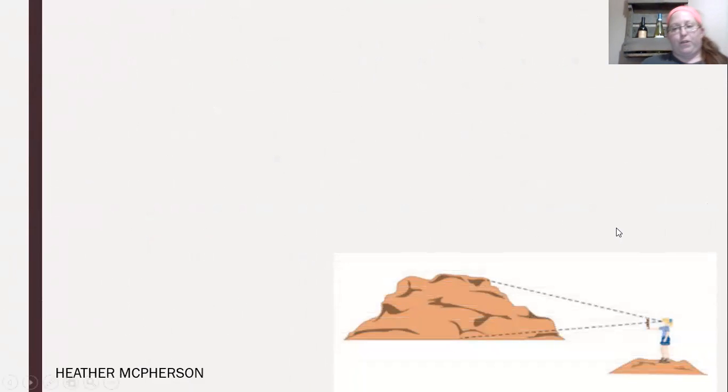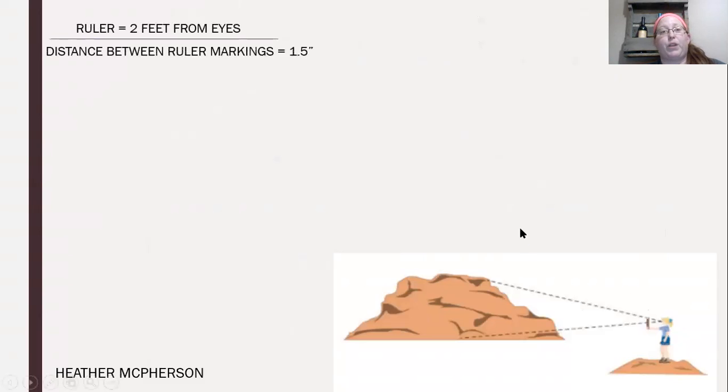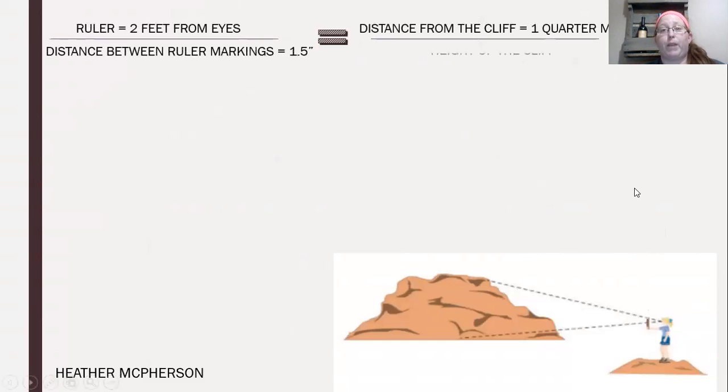So we're going to look at this picture right here. And you have a girl holding a ruler, and she's looking out at a cliff. Well, we want to figure out how high that cliff is. But how do we do that? So you're going to start off with a couple of equations. The first one is going to be the ruler, which we know is 2 feet from her eyes, divided by the distance between the ruler markings, which is 1.5 inches. That equation is going to equal the distance from the cliff, which is 1/4 mile, divided by the height of the cliff. And again, we don't know the height of the cliff yet. That's what we're trying to figure out.